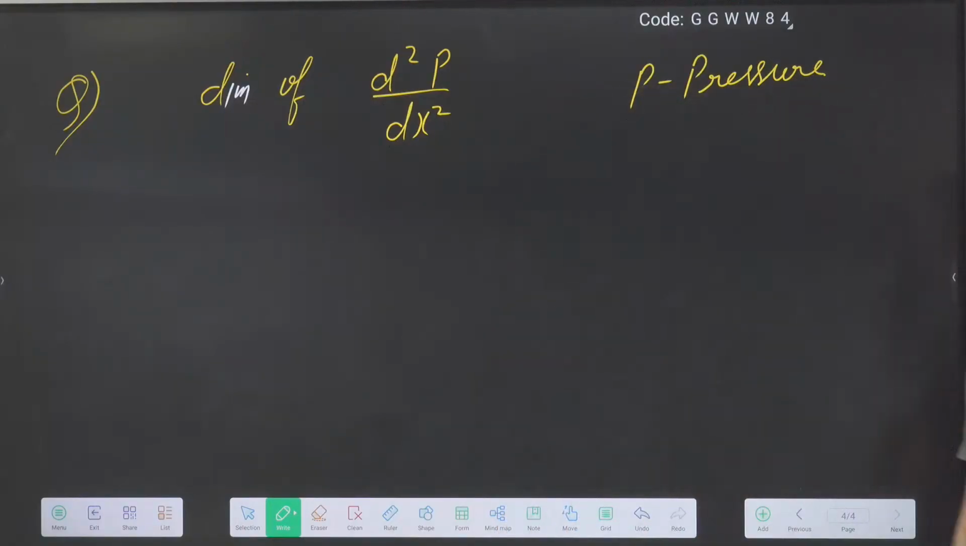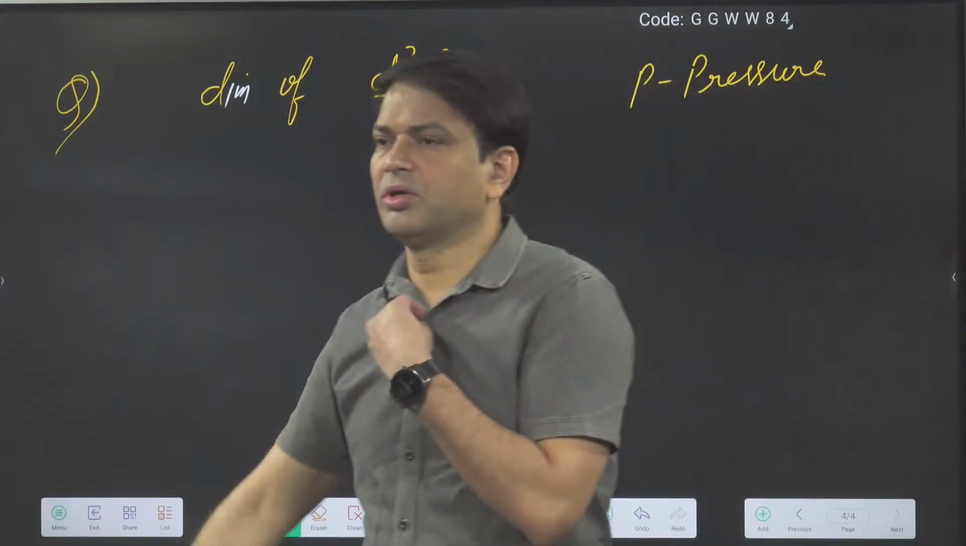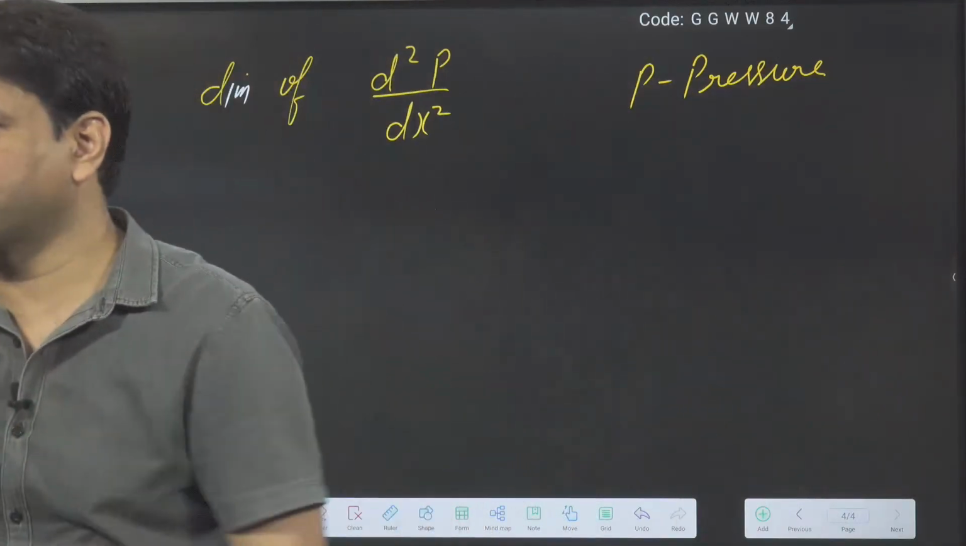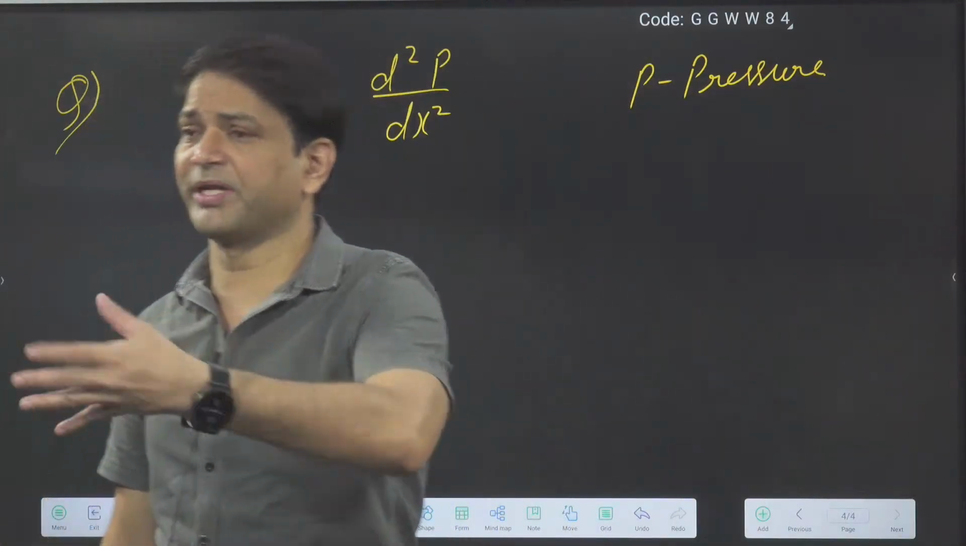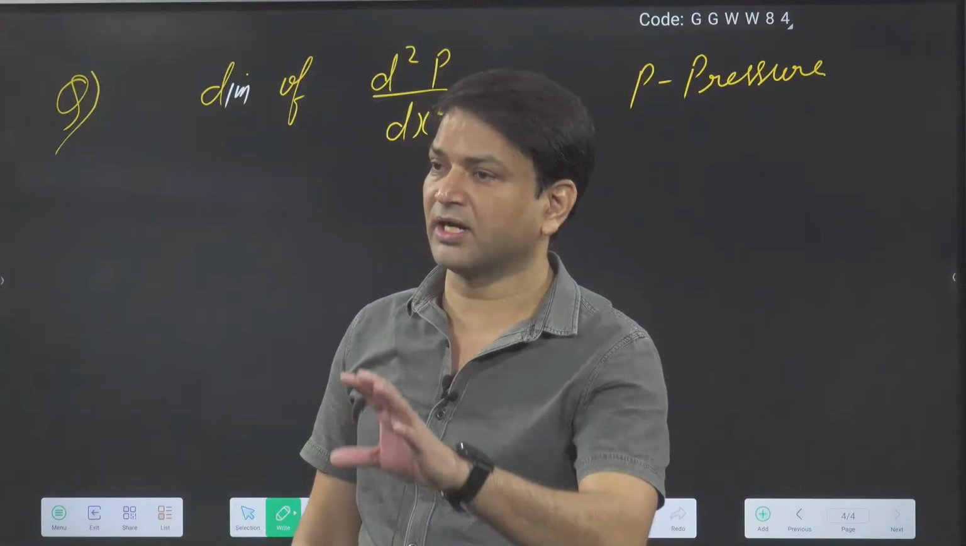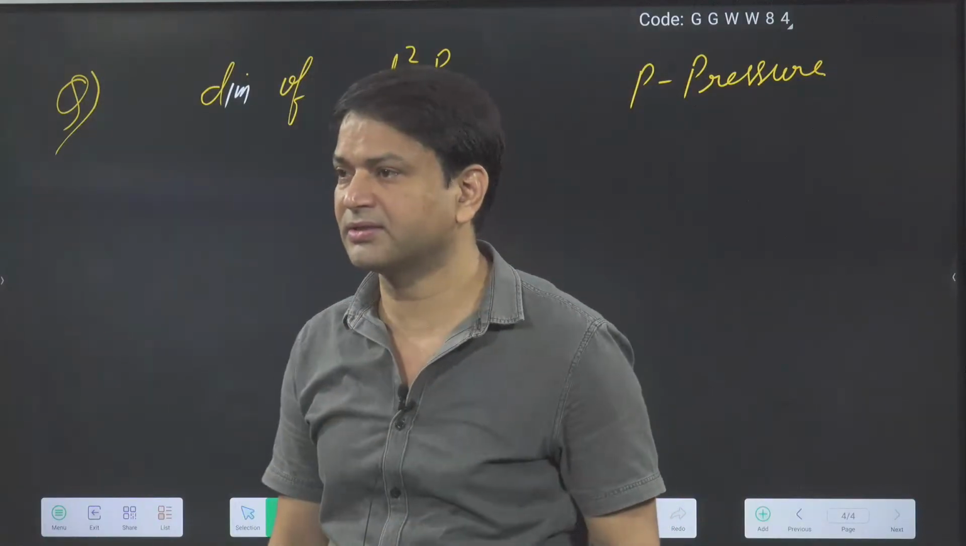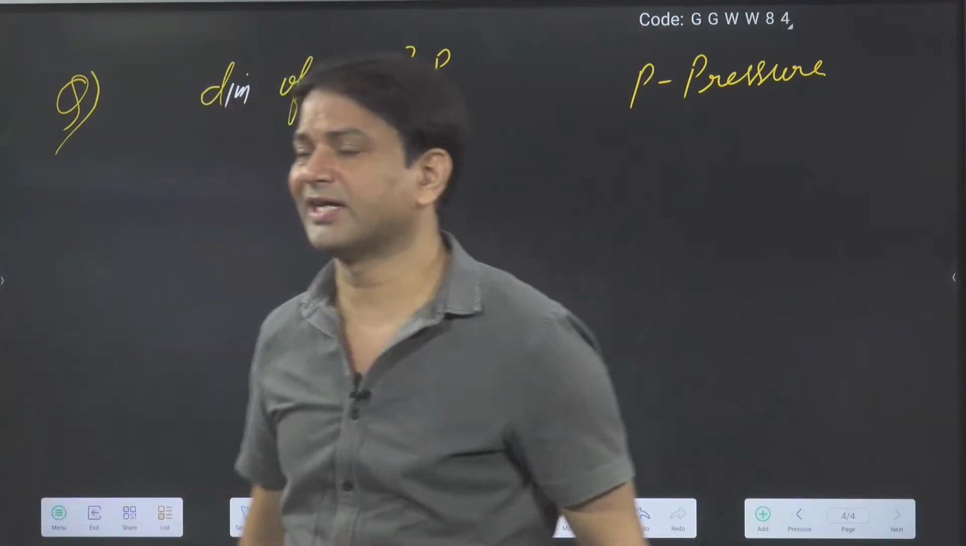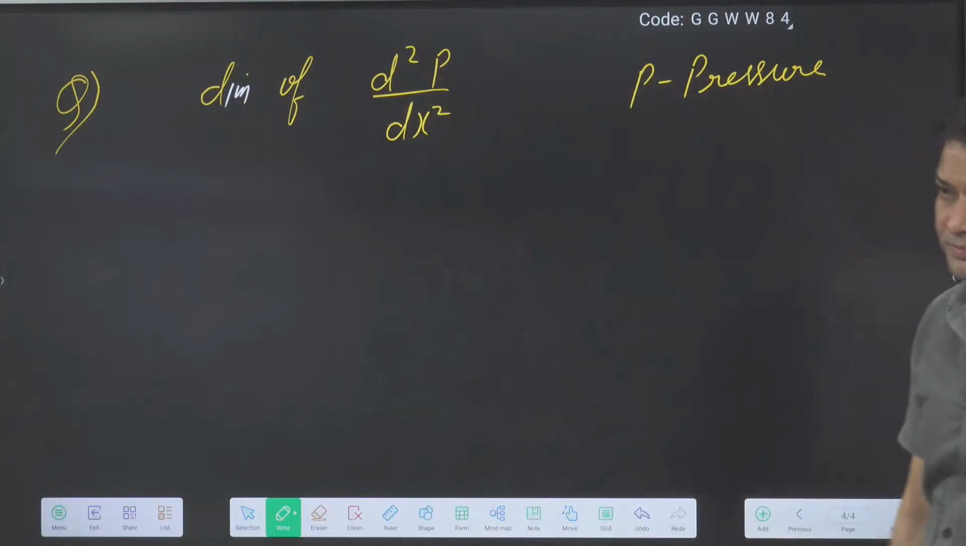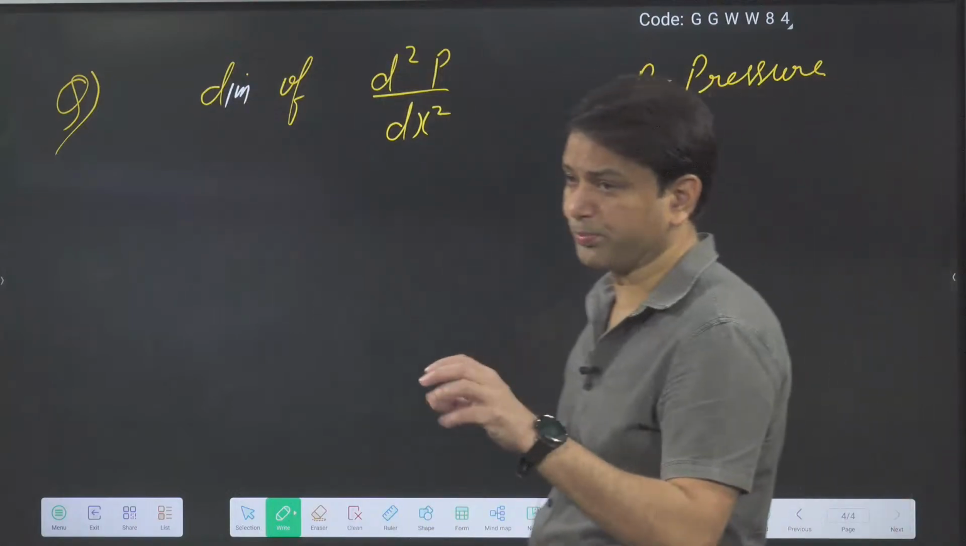If I am asking what is the dimension of d2p by dx2, where p is the pressure. So double differentiation, what is the meaning of differentiation? Akhilesh sir explained double differentiation in the basic mathematics. So how will we find the dimension of d2p by dx2?